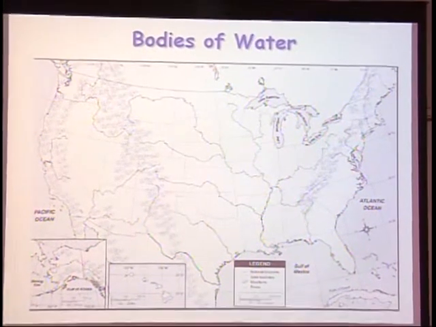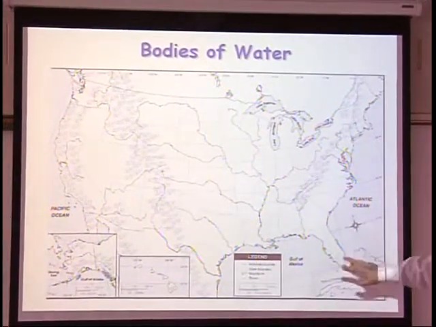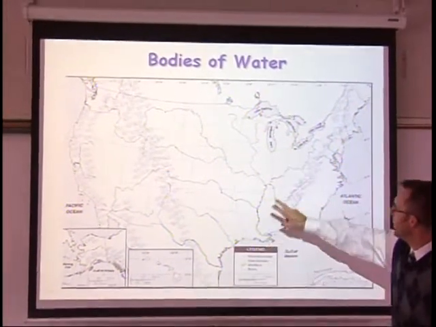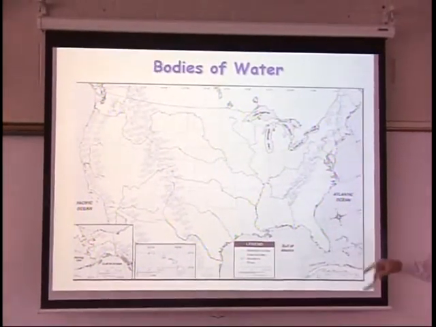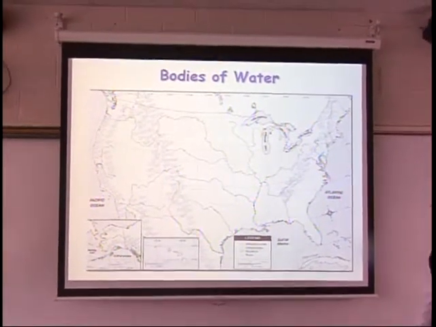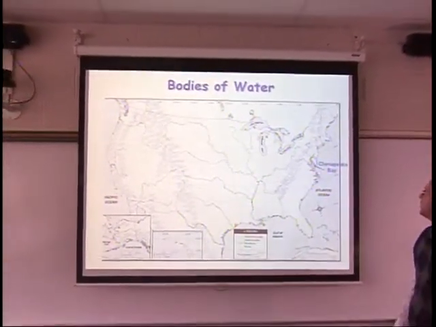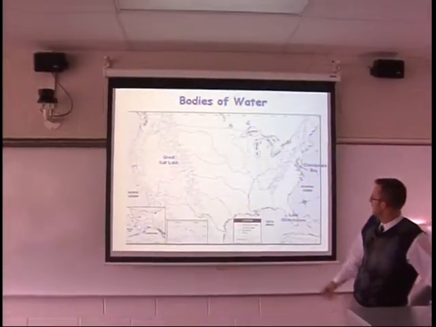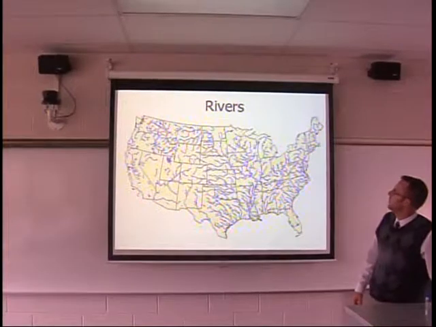Bodies of water. Again, the Atlantic Ocean here, Gulf of Mexico, Pacific Ocean, Great Lakes, and several major rivers flowing through the United States. Water was used as an early form of transportation for many settlers. Chesapeake Bay, Great Salt Lake, Lake Okeechobee, several major lakes.